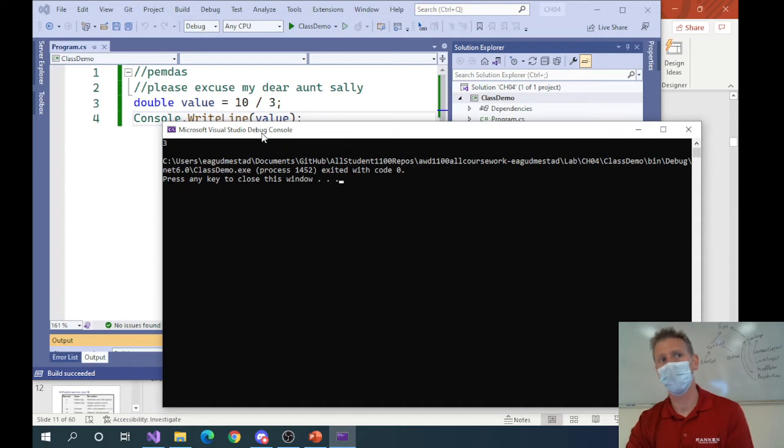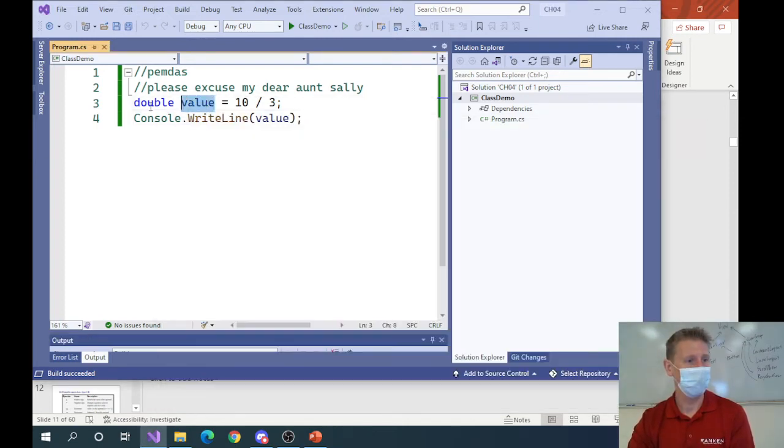Where'd the decimal places go? We got a double on the left. We got a whole number divided by a whole number on the right. You got format, don't you? How would you format it? I think it's an N. Add a decimal. Maybe that? No?